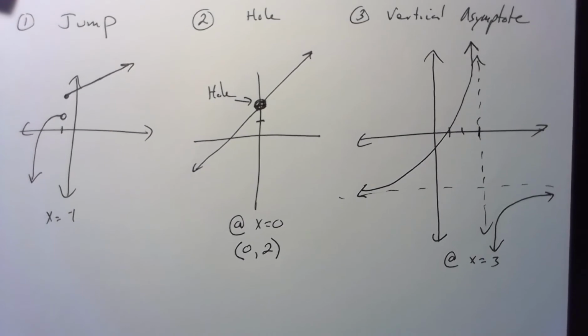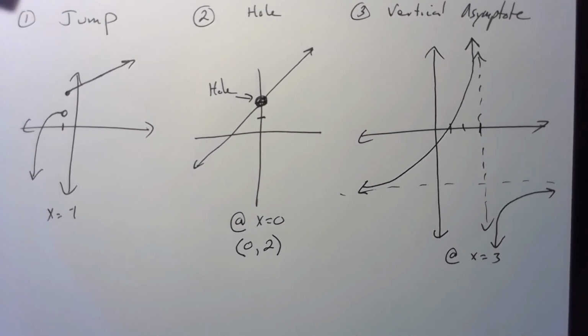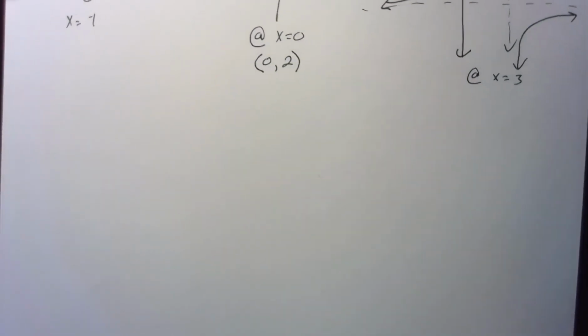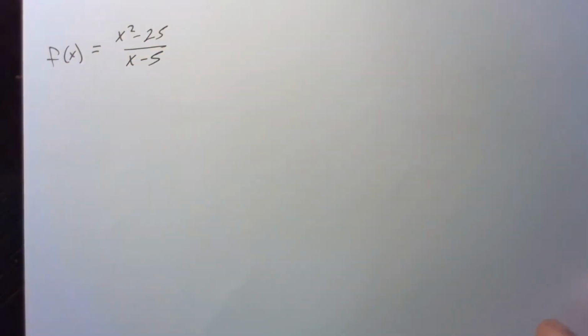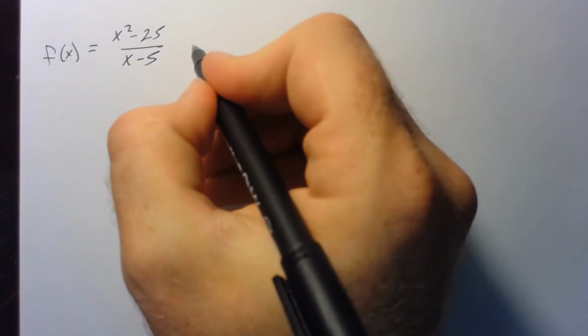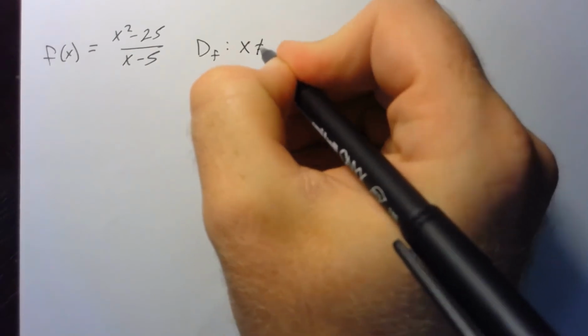So, with all these three different types of discontinuities defined, how would we identify these types of discontinuities on an equation? So, not looking at a graph, but if we're given a function and asked, what's the discontinuity of that particular function? Let's start with f of x equals x squared minus 25 over x minus 5. If you're trying to identify the discontinuities, your first step is to identify the domain. In the previous video, we identified the domain of this function to be x is not equal to 5.